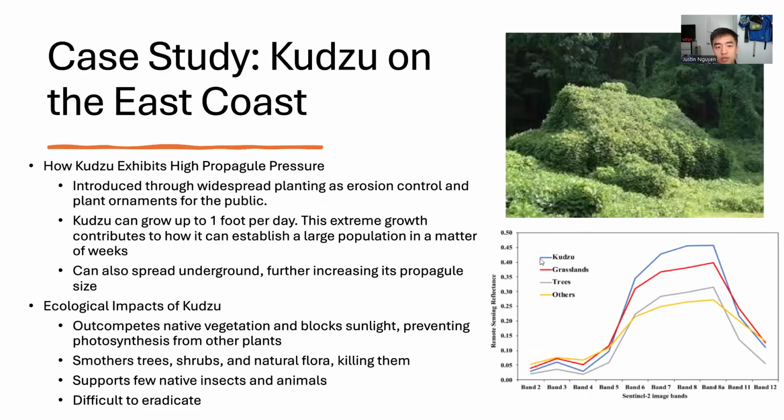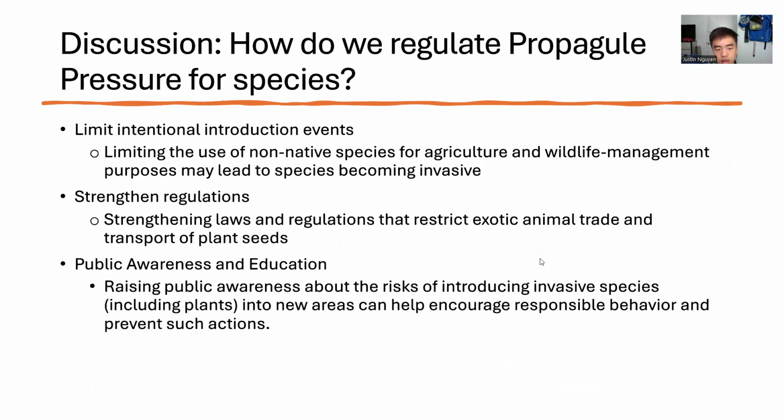Kudzu can grow up to 1 foot per day, quickly establishing a large population in an insanely short amount of time. Its rapid growth allowed it to outcompete native plants by blocking sunlight, and it smothered trees, killing them off. Kudzu also supported very few native insects, making it difficult to eradicate once it has been established. And as you can see from the graph, the kudzu plant overwhelmingly beats all the other flora in terms of how ubiquitous it is on the East Coast.